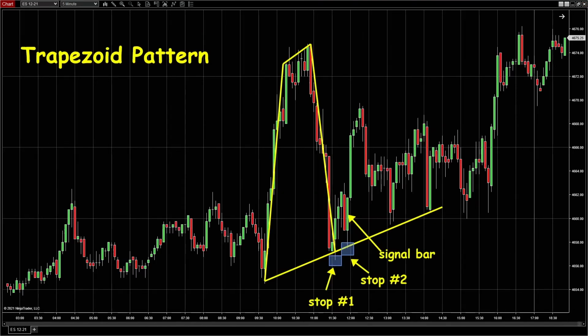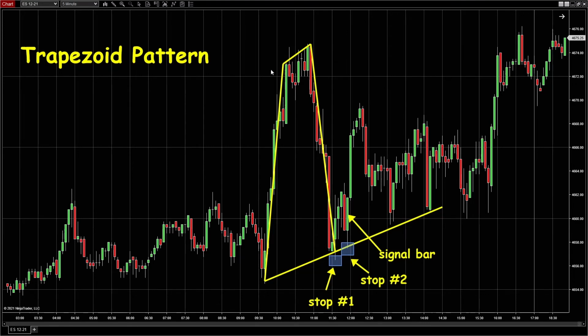This is an example from ES. You can see that this is a very good trapezoid shape. And then it touches the trend line for the third time here. So this bar will serve as the signal bar, and then you can trade up. This time you use either this stop or this stop to take the profit.